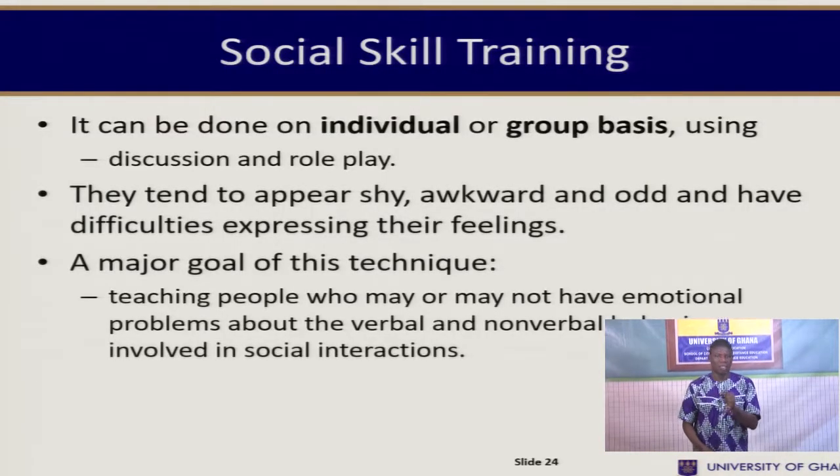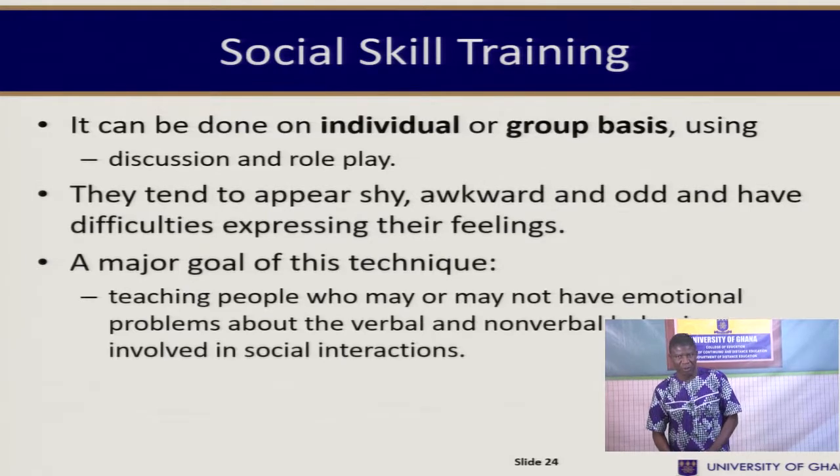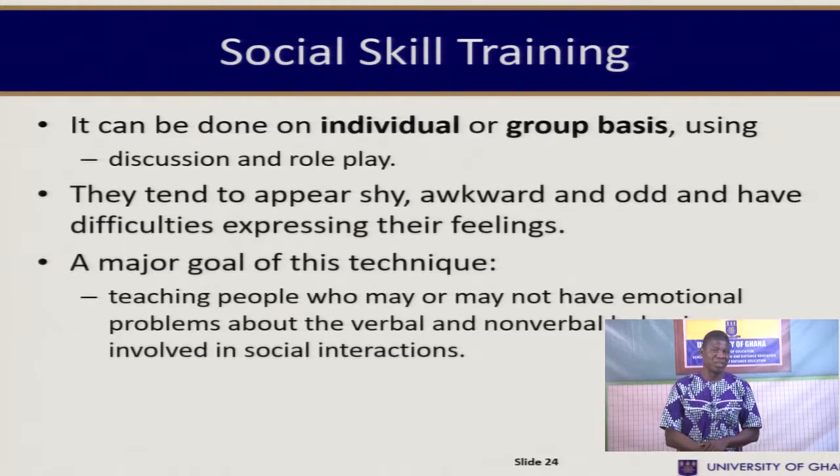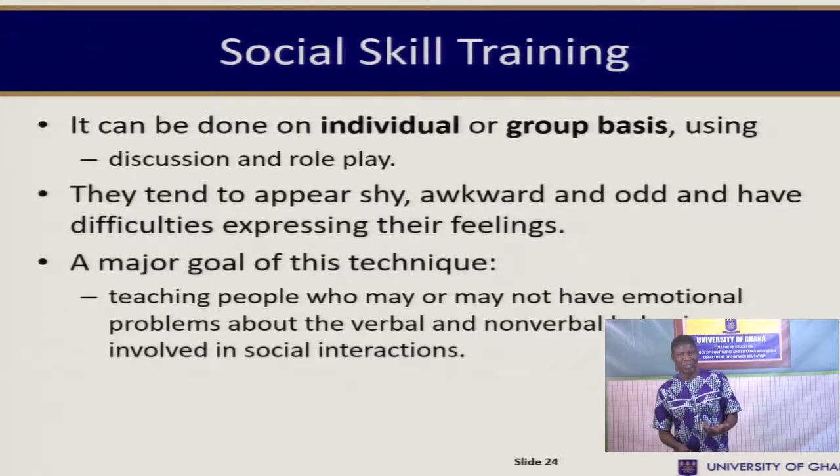Those individuals with social challenges tend to appear shy, awkward, and odd, and have difficulties expressing their feelings. So when you take these steps gradually, you'll be able to get them to develop the social skills needed. So we call it social skills training. The major goal of this technique is to teach people who may or may not have emotional problems about the verbal and non-verbal behaviors involved in social contracting.